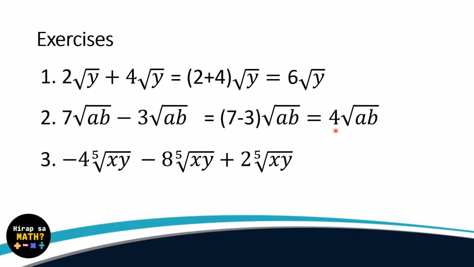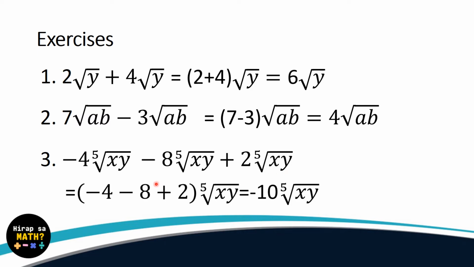Dali din, di ba? Next, negative 4 fifth root of xy minus 8 fifth root of xy plus 2 fifth root of xy. Pareho lang siya ng first and second exercise natin. So, proceed lang natin dire-diretso. That's negative 4 minus 8 plus 2. Negative 4 minus 8, that's negative 12 plus 2, that's negative 10. Kopyahin lang natin itong radical na to, fifth root of xy. So, eto na yung final answer: negative 10, fifth root of xy.